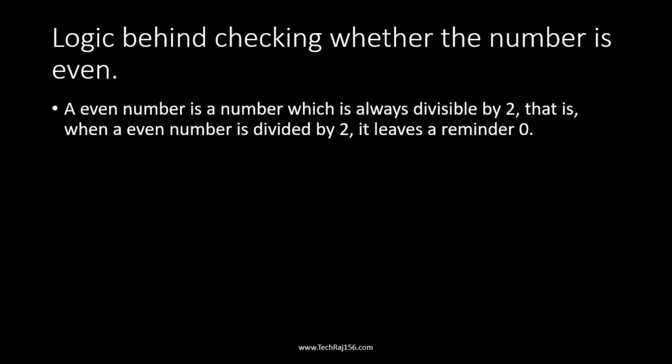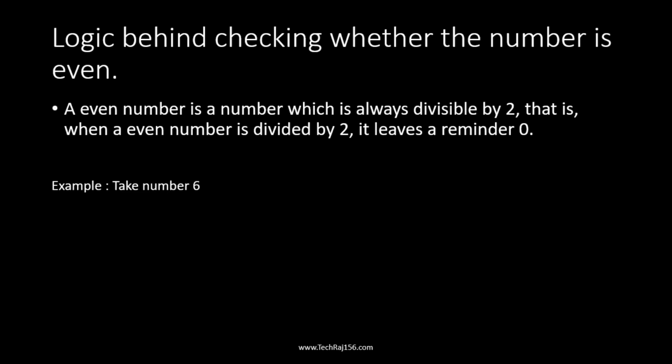It is not going to give a decimal value. That is exactly what is meant by an even number: when divided by 2, it doesn't leave any remainder, or in other words, it leaves a remainder 0. That is what is meant by an even number.